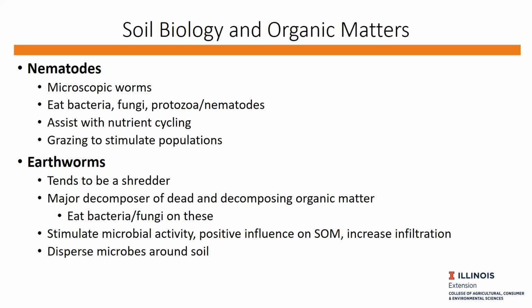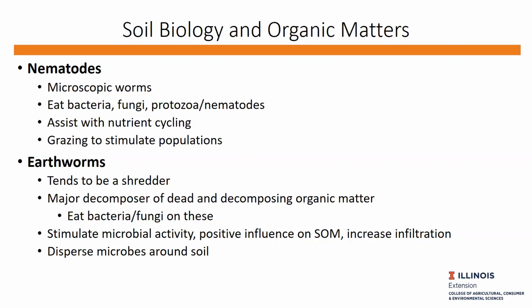Think of this a bit like if you have, say, a mulch on the soil surface layer, you may find that some of the earthworms are actually sometimes pulling down some of that organic matter into the soil to help it decompose so that it can also eat too. They tend to stimulate microbial activity. They have a very positive influence on soil organic matter, and of course also help a lot with water infiltration.